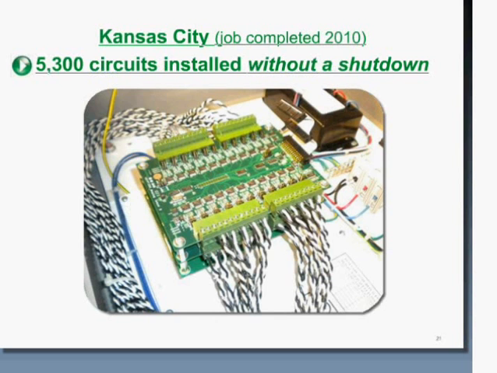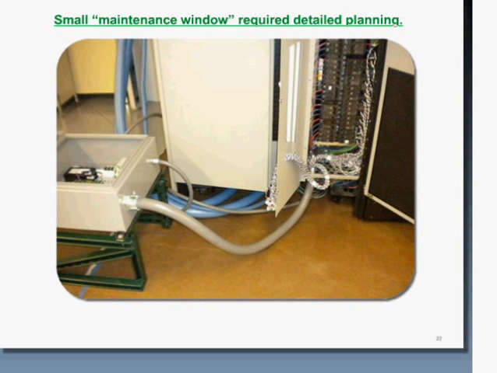Here is an example of a project that we did in Kansas City. We actually were able, without a shutdown, to do 5,300 circuits. What was neat is, obviously we had a very small maintenance window, so we had the enclosures put in place, we had the shutdown put in place, so we can react in a very timely method with our services group, work in a very condensed window, and get metering up while not taking the data center down.